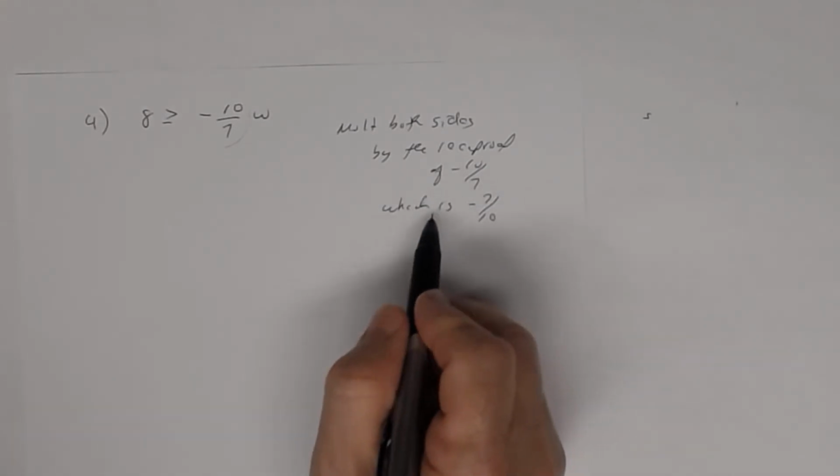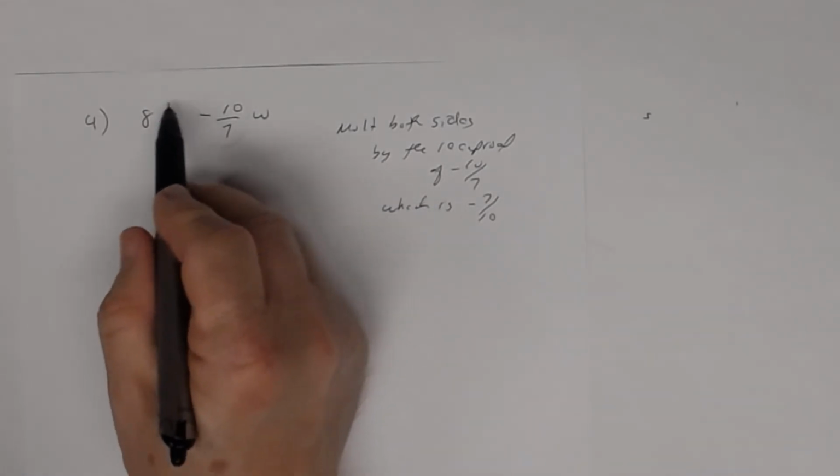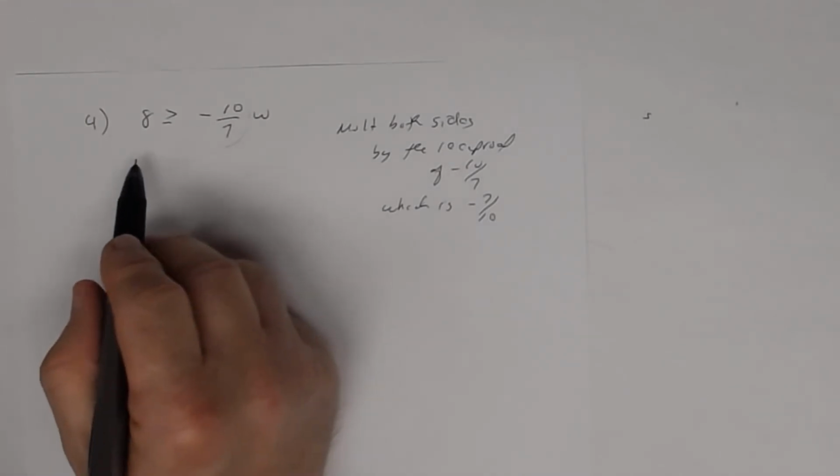All right, but remember, when I multiply both sides by a negative number, that's where you're going to have to reverse the inequality symbol, right? Okay, so remember to do that.